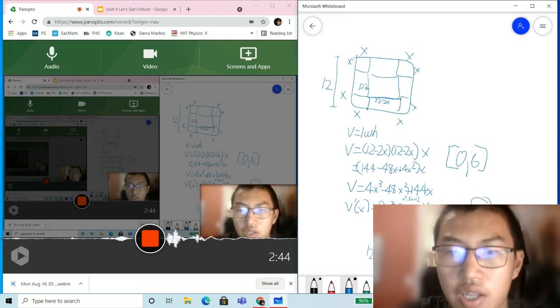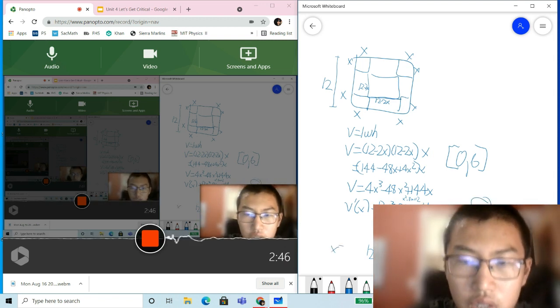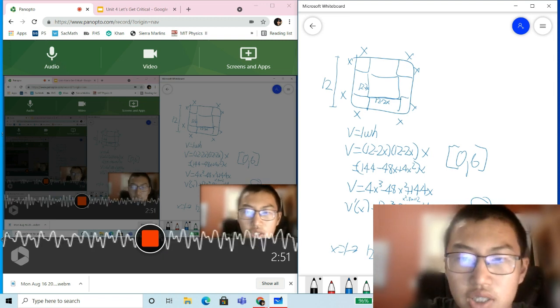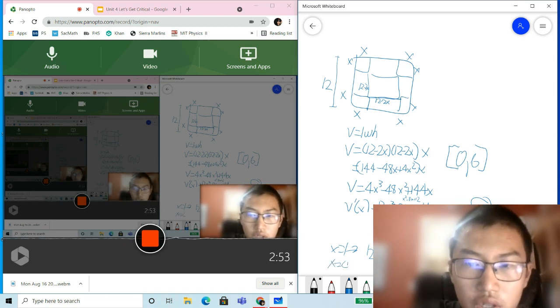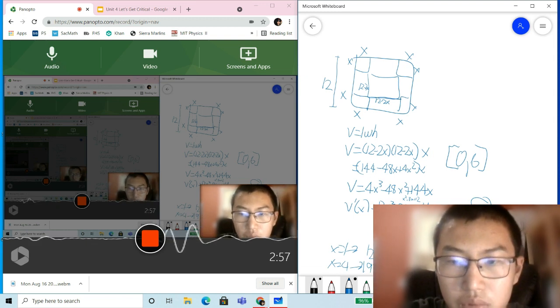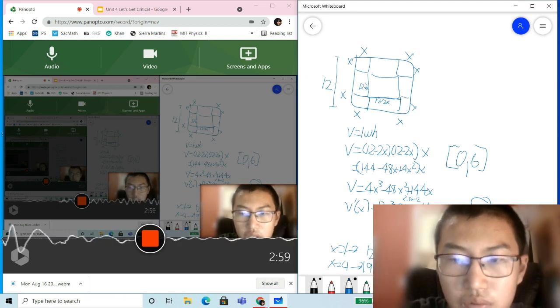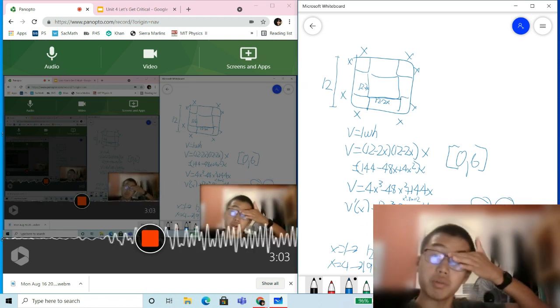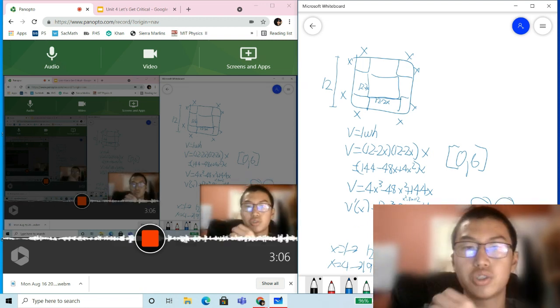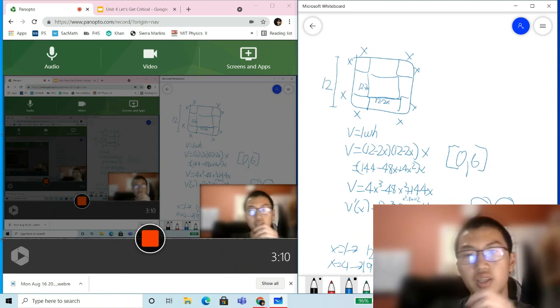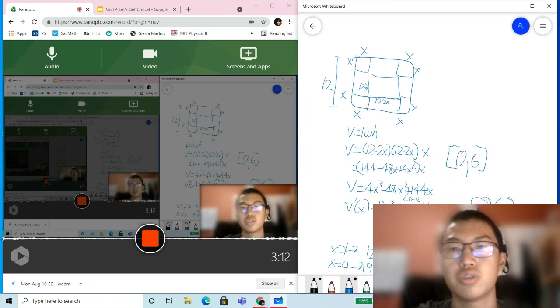So at x equals 1, we get a positive derivative. Now let's test 4. We get 192 minus 384 plus 144, which is negative 48, so that's a negative derivative. V prime goes from positive to negative at x equals 2, which means the volume is maxed out when x equals 2.